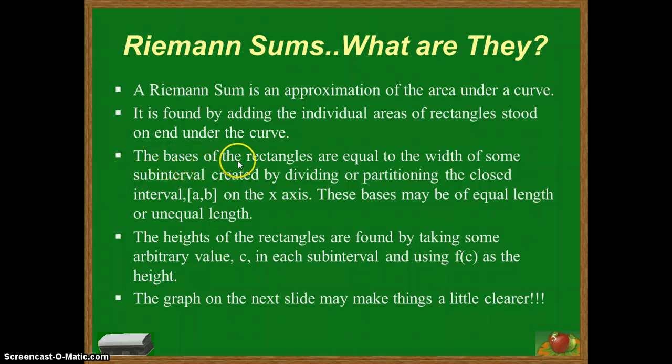The bases of the rectangles are equal to the width of some subinterval created by dividing, or partitioning, there's a new word, the closed interval [a, b] on the x-axis. These bases may be of equal length or unequal. Usually we make them equal length, but in a Riemann sum they don't have to be equal. In fact, the definition is predicated on the fact that they're not equal.